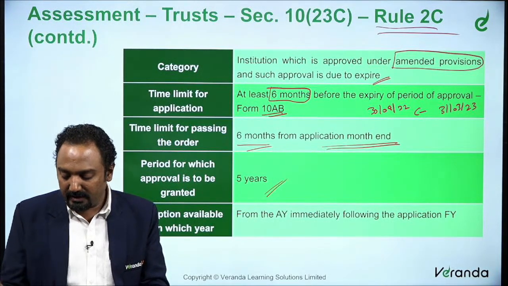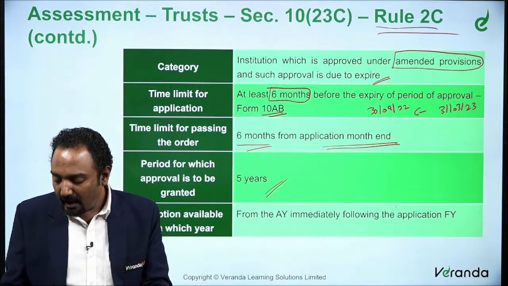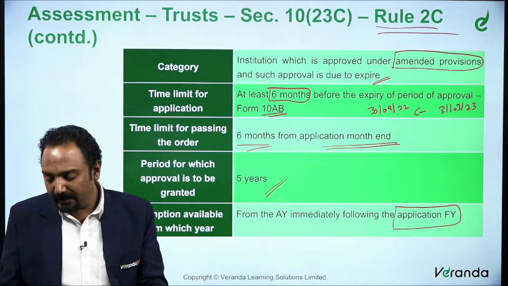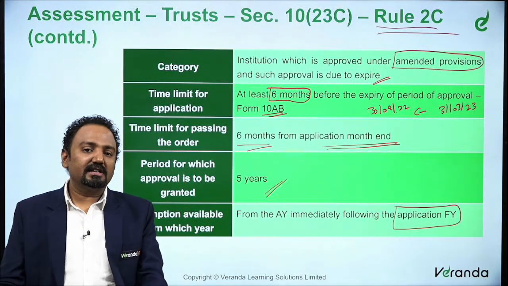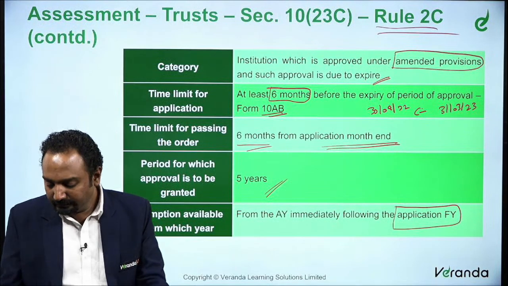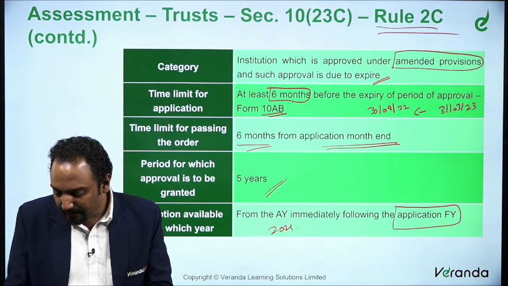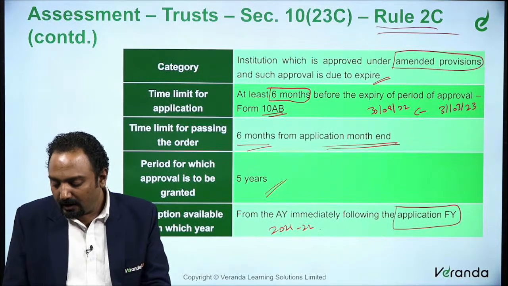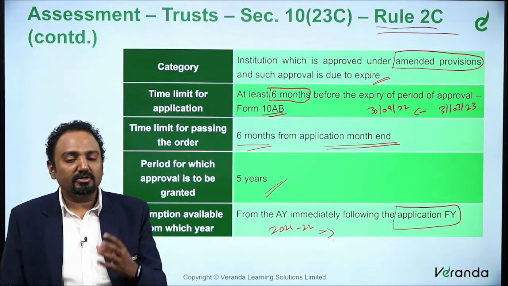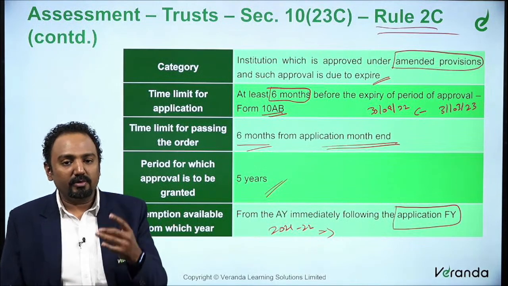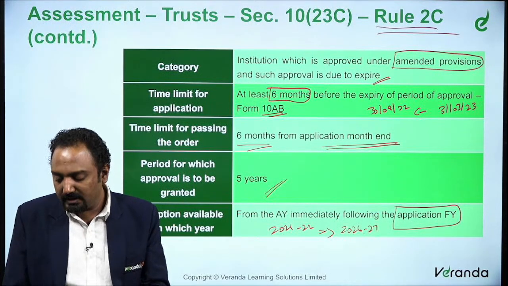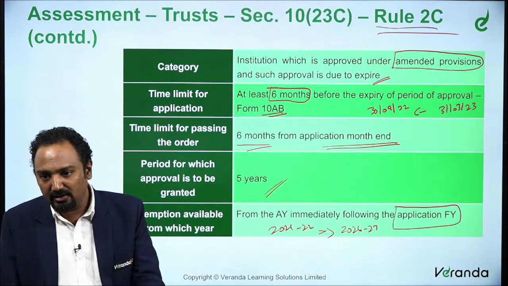So, this is also for 5 years. This follows from the application financial year, so the assessment year immediately following the application financial year. So here the financial year is 2021-22, in the example that we spoke. Now 5 years from this, so it is 23, 24, 25, 26, 27. So it is 2026 to 27. So that's the 5 years for this particular category.